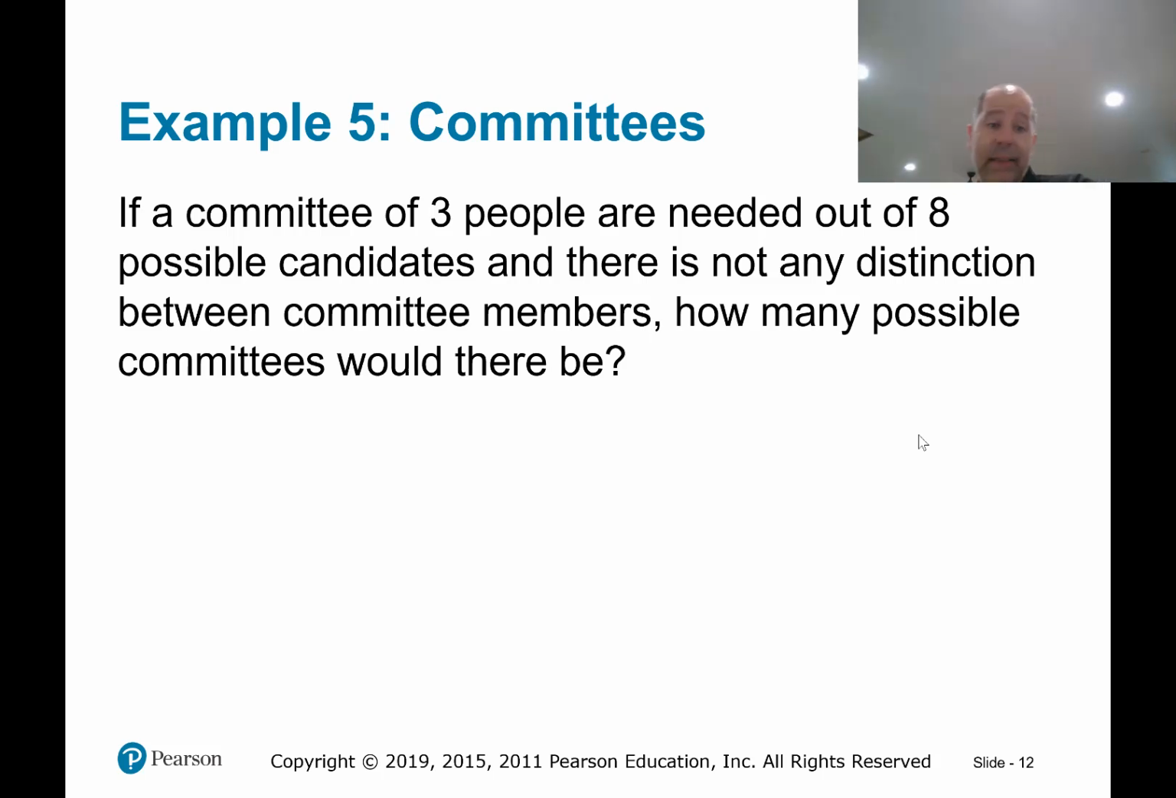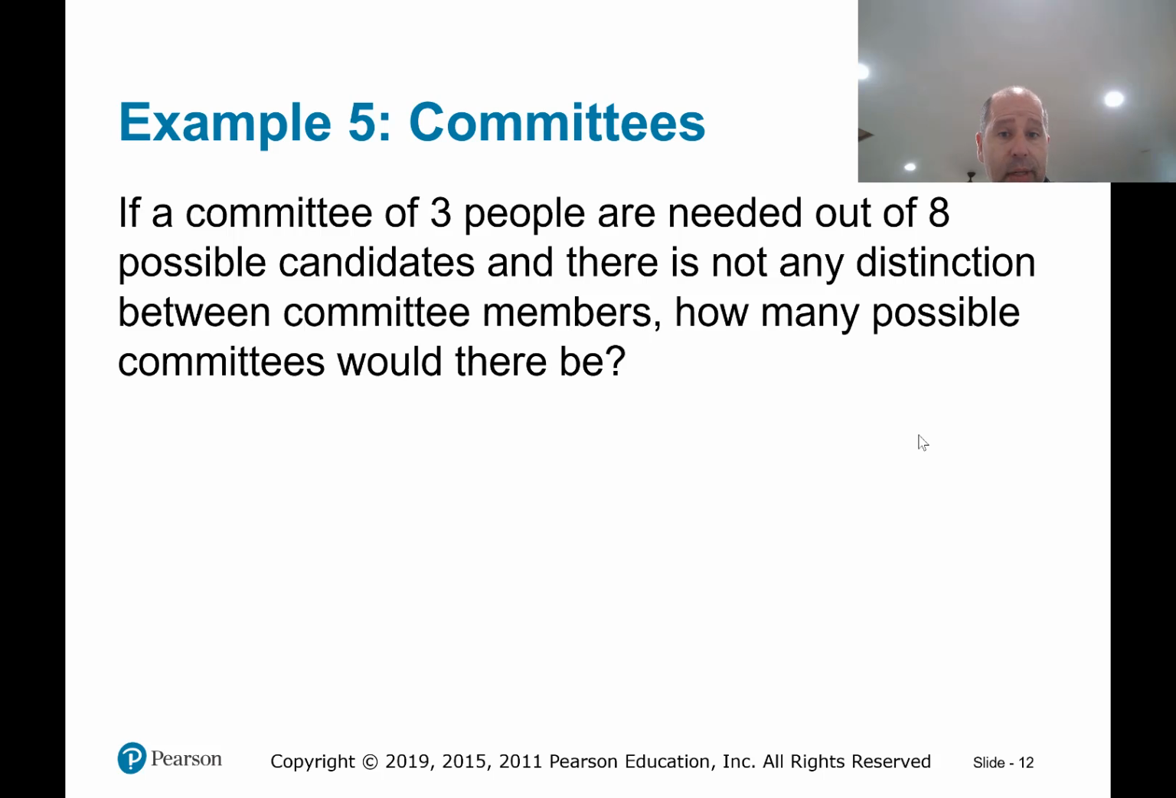So let's look at committees. We have a committee of 3 people needed out of 8 possible candidates. There's not any distinction between the committee members, so there's not any kind of ordering to them, right? The reason is because all we care about is whether the person gets chosen for the committee. We don't care if they were the first person chosen or the last person chosen. All we care about is, are they going to be part of the committee or not? So the order of choosing them does not matter.